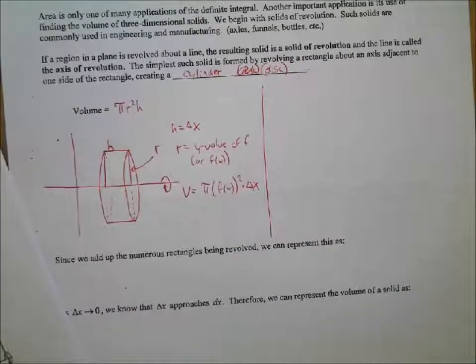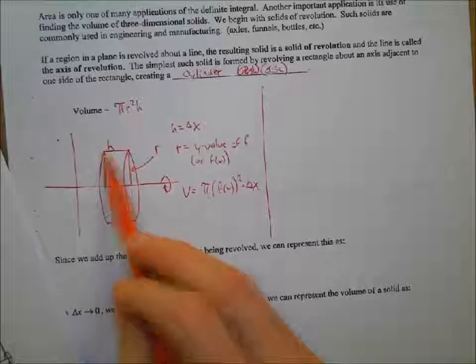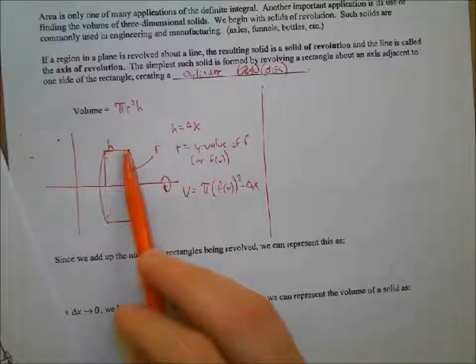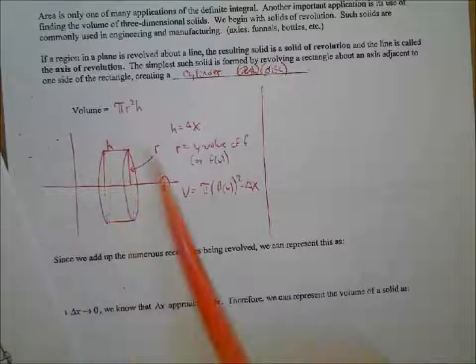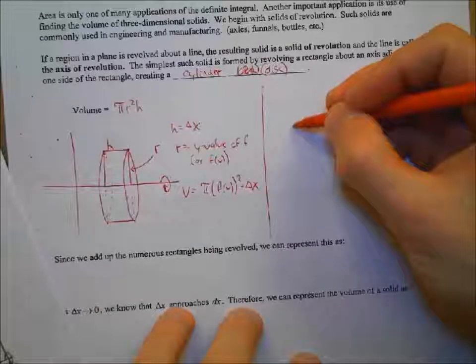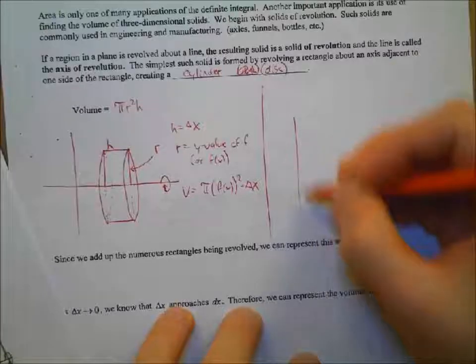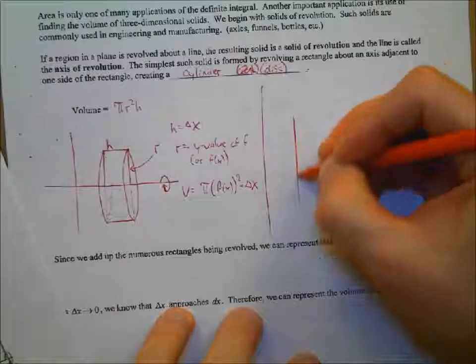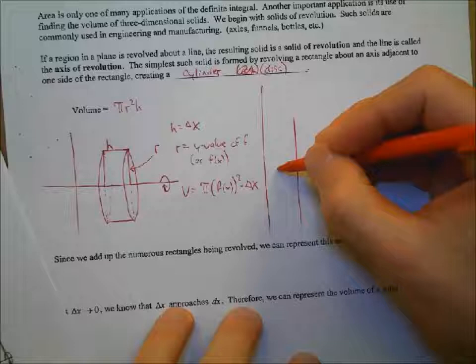So that's, of course, one cylinder, and that's for a nice flat curve right here, where the function is just y equals whatever h is there. But what if we have something more complex? And this is where I'm going to make it even more difficult here.